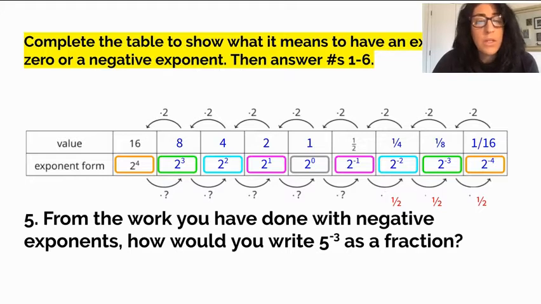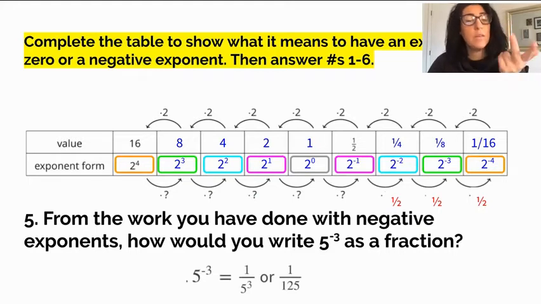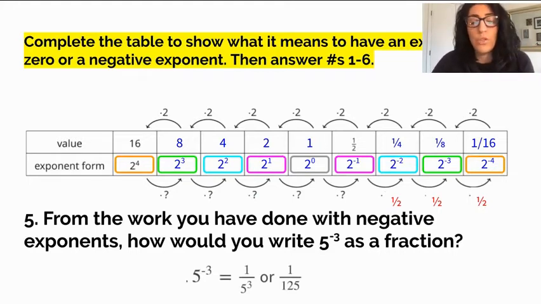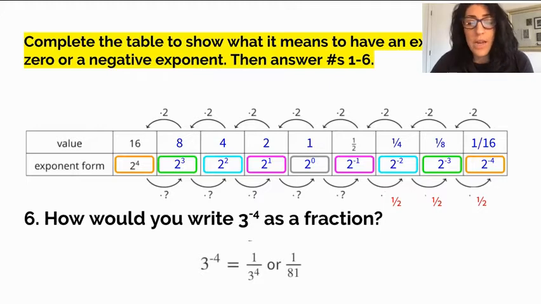And then from the work that we've done with negative exponents, how can we write 5 to the negative third as a fraction? So 5 to the negative third is the same as 1 over 5 to the third, a fifth times a fifth times a fifth, which is 1 over 125. And the last question, how would you write 3 to the negative fourth as a fraction? 3 to the negative fourth is equal to 1 over 3 to the fourth, or we would write that as 1 over 81.